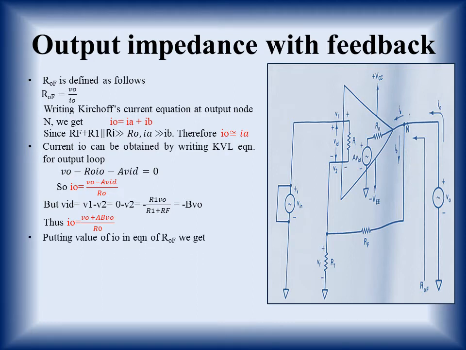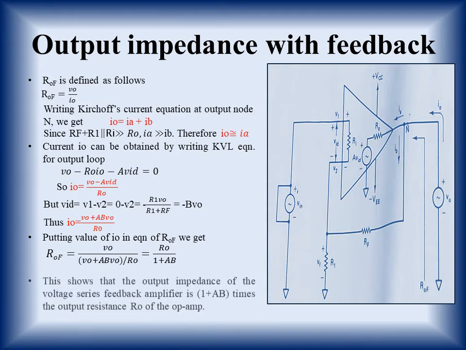Now putting this value in the definition of ROF and solving it, we finally obtain ROF equals R naught upon 1 plus AB. So this is the relation between output impedance with feedback and output impedance without feedback. What does this equation say? This equation says that output impedance with feedback is less than output impedance without feedback by a factor of 1 plus AB.